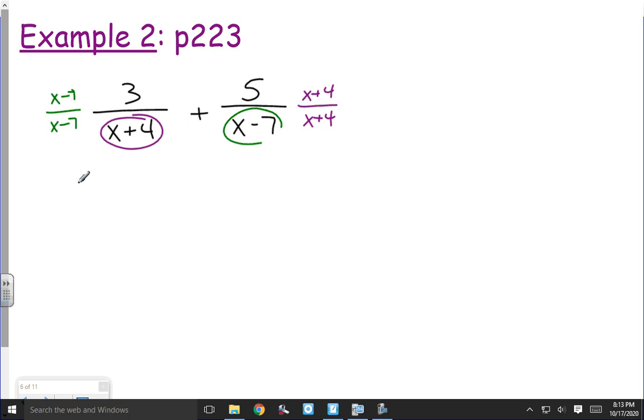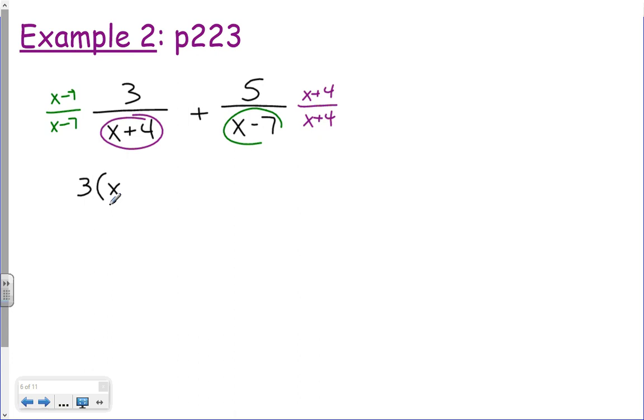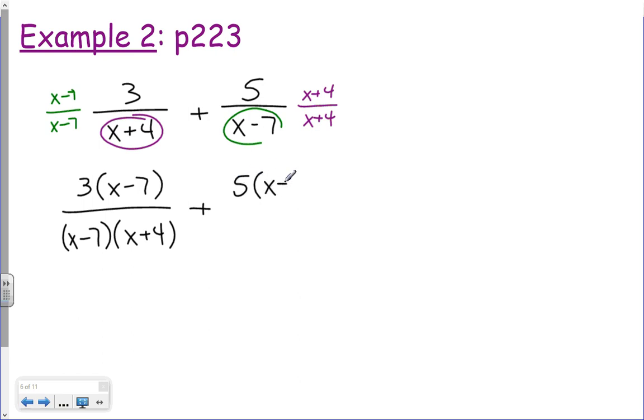All right, so what do we end up with when we multiply this out here on the left? I'm going to write it in factored form first, and then we'll evaluate this. But 3 times x minus 7 over x minus 7 times x plus 4. That's the first fraction. And then in the second fraction, we'll have 5 times x plus 4. Again, we're multiplying fractions here. So you just multiply the numerators and then multiply the denominators. And then x minus 7 times x plus 4 is the denominator. And now you can see that the denominators are the same. So as long as the denominators are the same, we can add these two together.